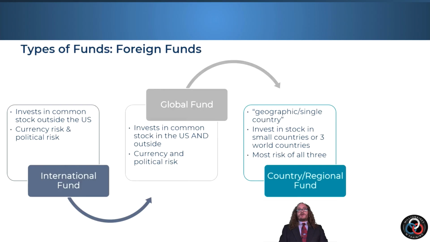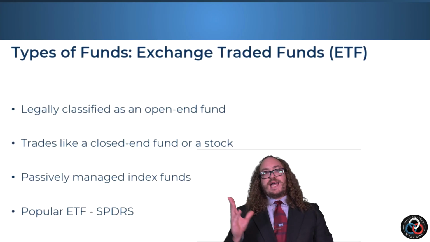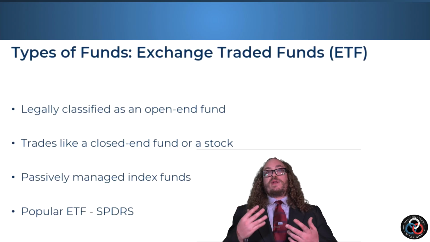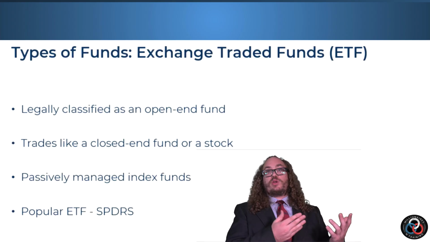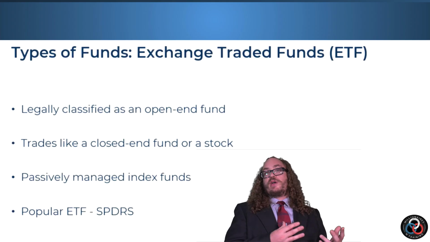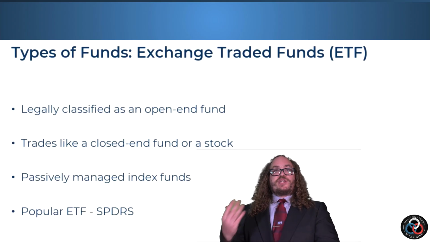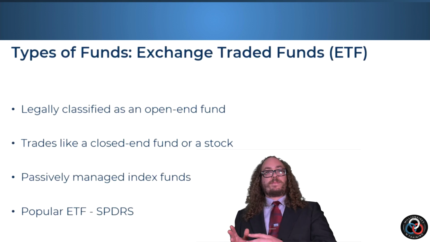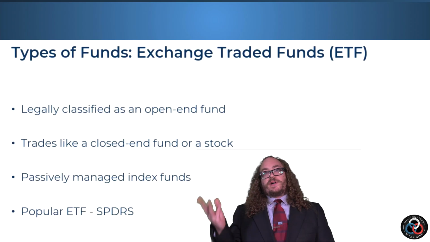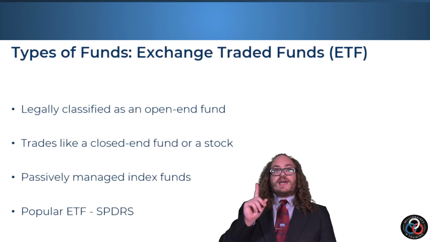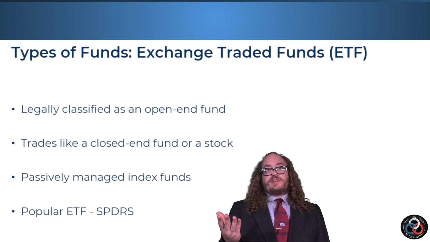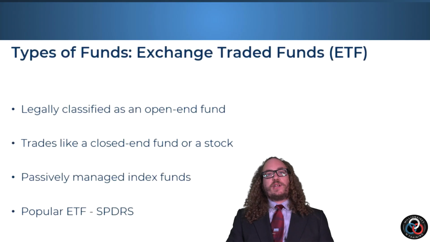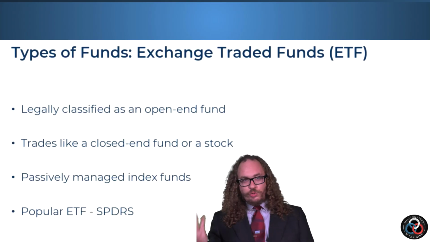Lastly, we want to talk about an exchange-traded fund, or an ETF. This is a crazy fund because it's classified legally as an open-end fund, so you can buy shares continuously from the fund's portfolio, and it trades like a closed-end fund or a stock in the secondary market, so it trades over an exchange. Most of our exchange-traded funds are passively managed index funds. The most popular one today is called SPDRs. Now, a good way to look at ETFs is as a tradable version of mutual funds.